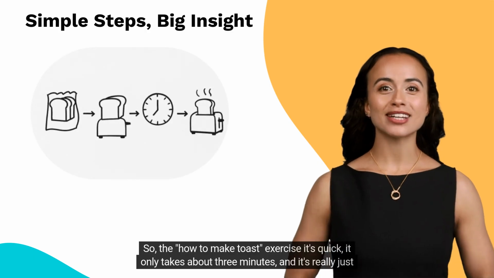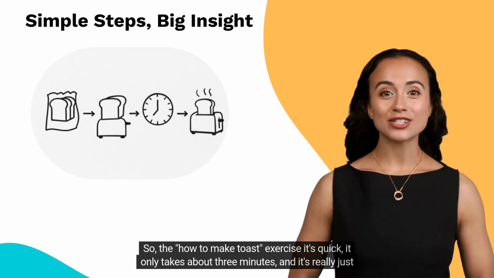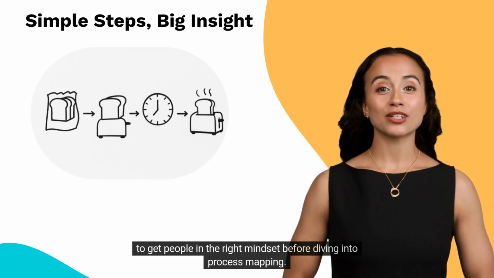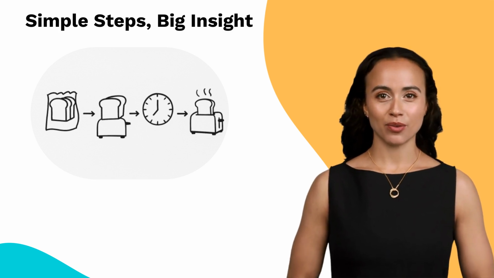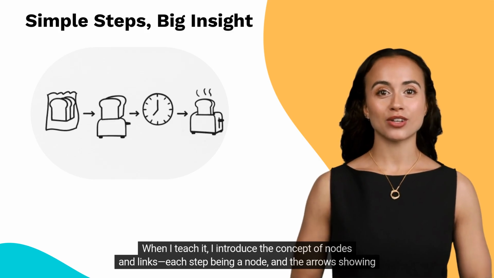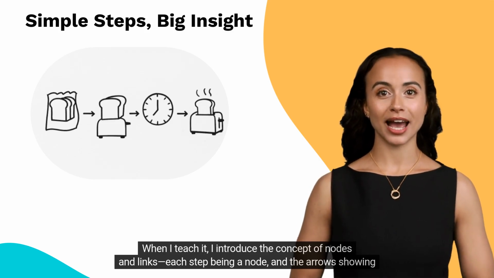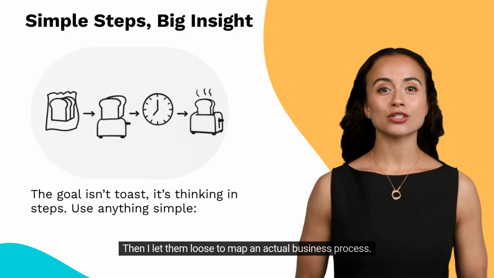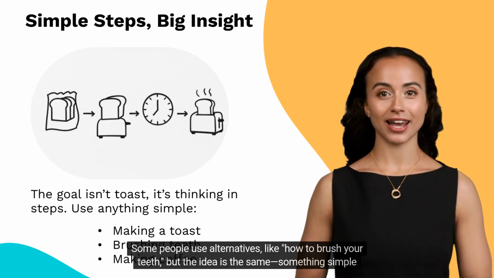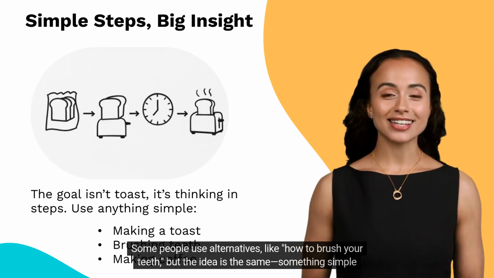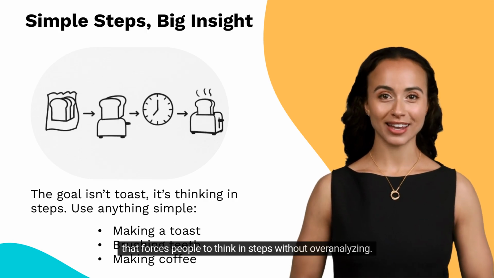So the how to make toast exercise, it's quick. It only takes about 3 minutes. And it's really just to get people in the right mindset before diving into process mapping. It's a fun, engaging way to warm up. When I teach it, I introduce the concept of nodes and links, each step being a node, and the arrows showing how they connect. Then I let them loose to map an actual business process. Some people use alternatives like how to brush your teeth, but the idea is the same, something simple that forces people to think in steps without overanalyzing.